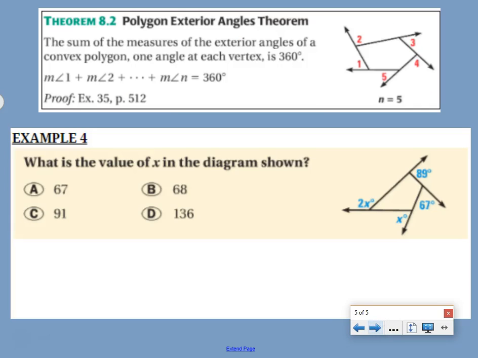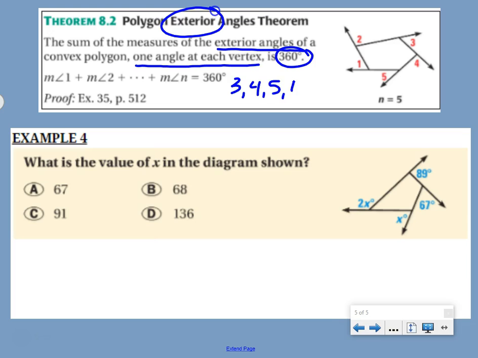Last example, along with a new theorem, the polygon exterior angles theorem. So now we're working with those outside angles. The sum of the measures of the exterior angles of a convex polygon, one angle at each vertex, is 360 degrees. So no matter how many sides the polygon has, it could have 3 sides, 4 sides, 5 sides, 6 sides, and so on, it's always going to be 360 degrees. So in our example, measure of angle 1 plus measure of angle 2 plus measure of angle 3 plus measure of angle 4 plus measure of angle 5 would equal 360 degrees.